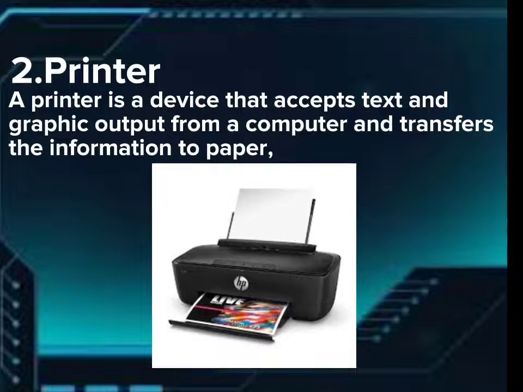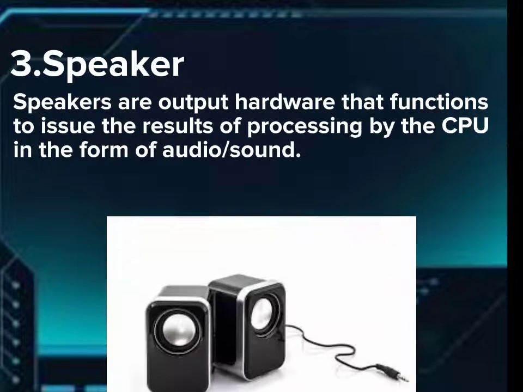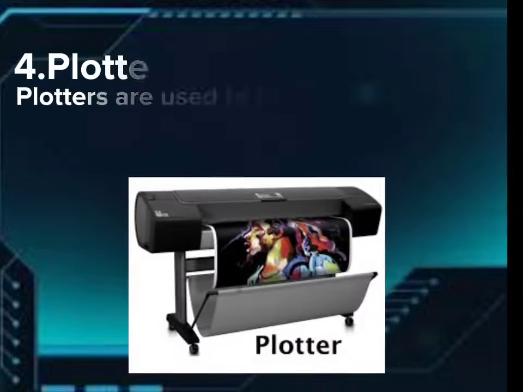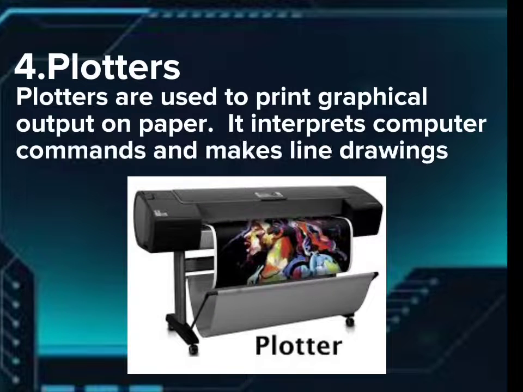And number 2 is a printer, a device that accepts text and graphic output from a computer and transfers the information to paper. Number 3 is speaker, an output hardware that functions to issue the result of processing by the CPU in the form of audio and sound. Number 4 is plotter, used to print graphical output on paper. It interprets computer commands and makes line drawings.